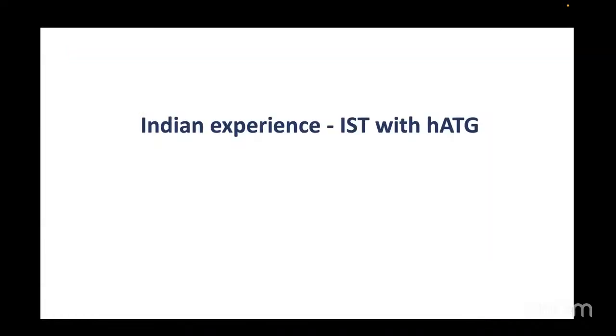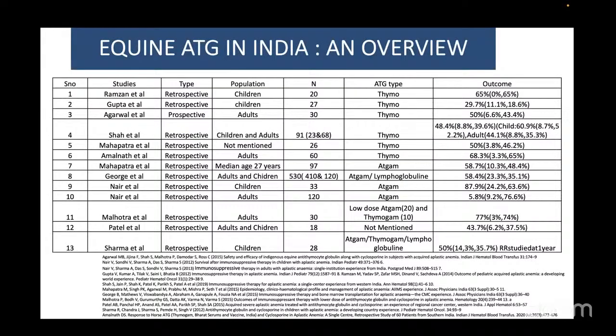So this is an Indian experience with immunosuppressive therapy and horse ATG. These are all retrospective studies performed in the pediatric population. And Thymogam was used in almost half of these studies. And the outcome has consistently been above 50% except for one study.